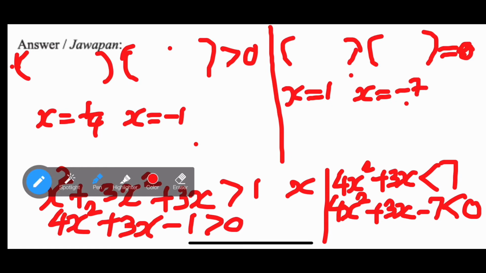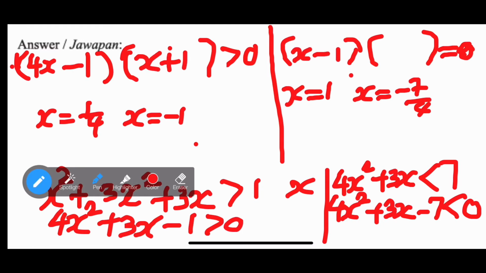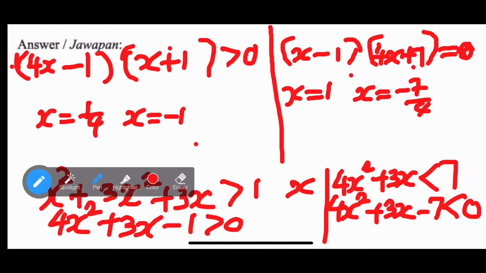Okay, for the other one, we have x equal to 1 and x equal to negative 7 over 4 as the roots, right? Okay, now let's see how we make it factor. So the 4 has to be put in front, 4x. If it is plus, we have to make it minus. If minus, we have to make it plus in the factor.